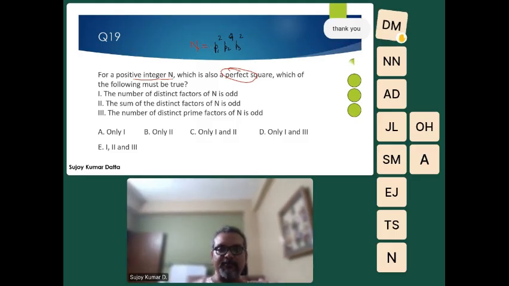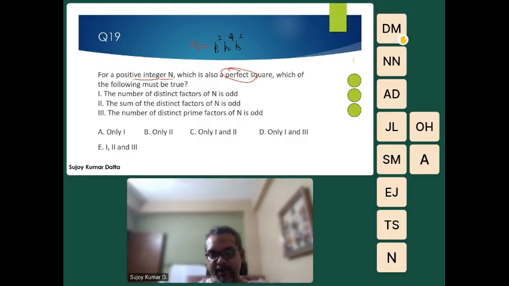As I was saying, we had discussed that to find the number of factors, for each prime, whatever the exponent is, we add 1 to that and multiply. So we do 2 plus 1 times 4 plus 1 times 2 plus 1, etc. If this is a perfect square, these are all even powers. If I add 1 to each even number, they are all going to be odd. The product of all odds will remain odd. So the number of distinct factors of n is odd. Remember this as a very important property: for perfect squares, the number of factors is always odd.